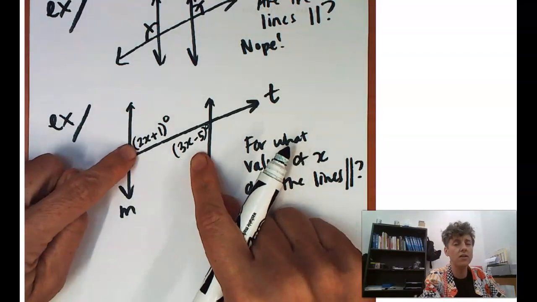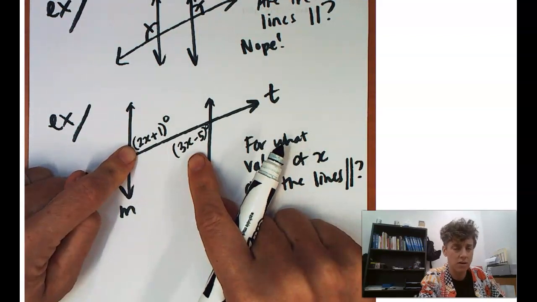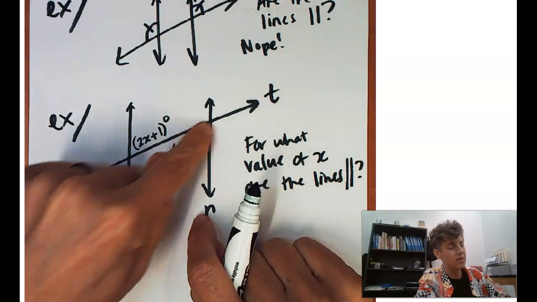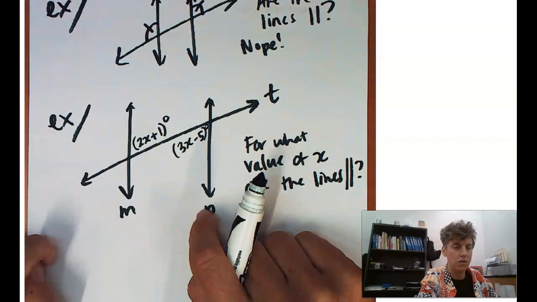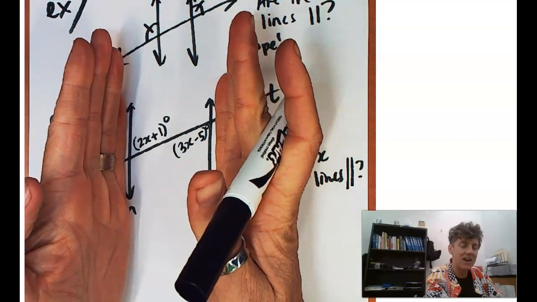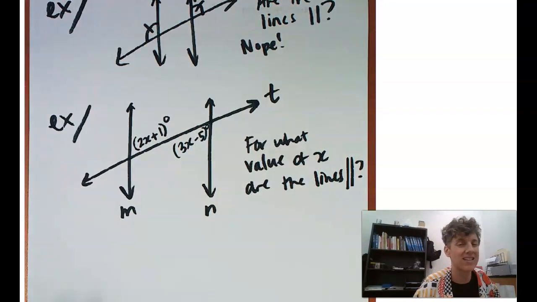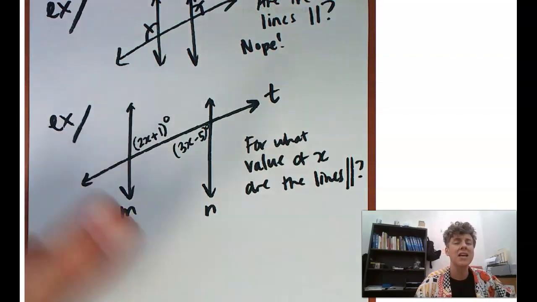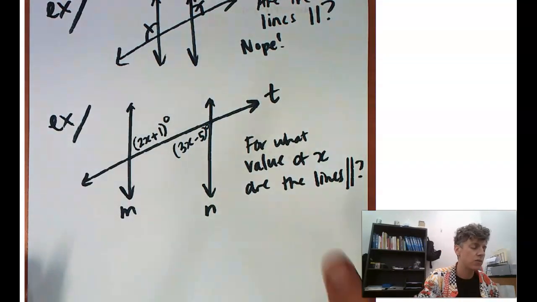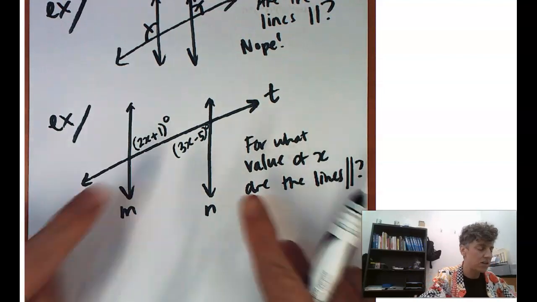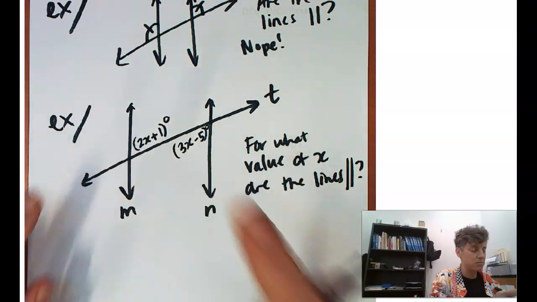Well, who are these angles? They're on opposite sides of this transversal, so they must be alternate. And they are inside the 2 lines, so they are interior. So they are alternate interior. So if we want these lines to be parallel, the alternate interior angles must be congruent.